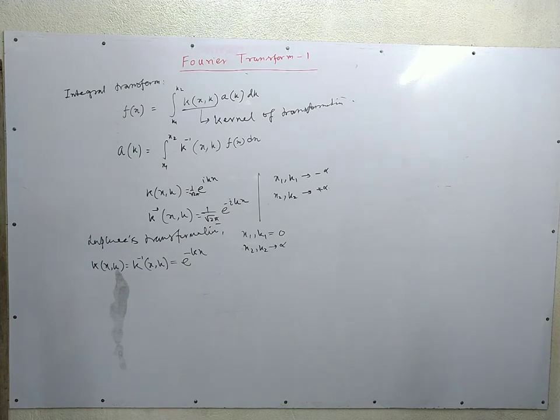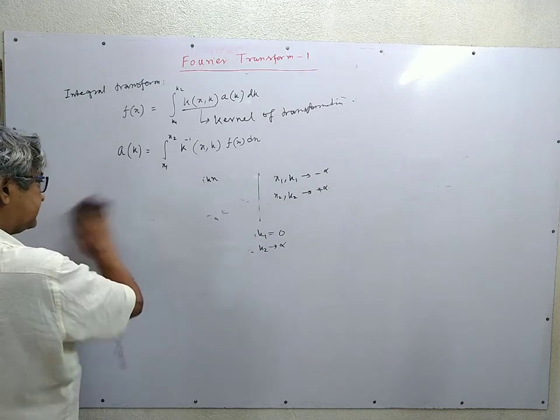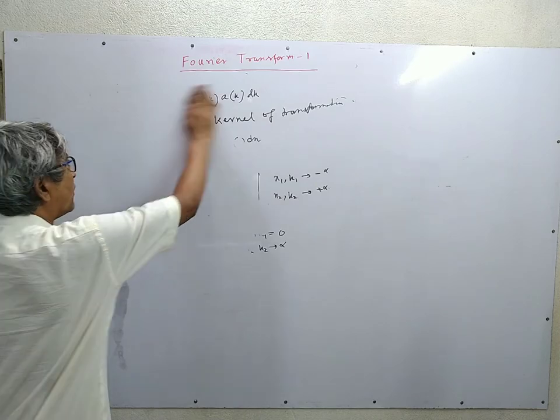Now we come to the Fourier transform again and see what the form becomes when we consider even and odd functions.